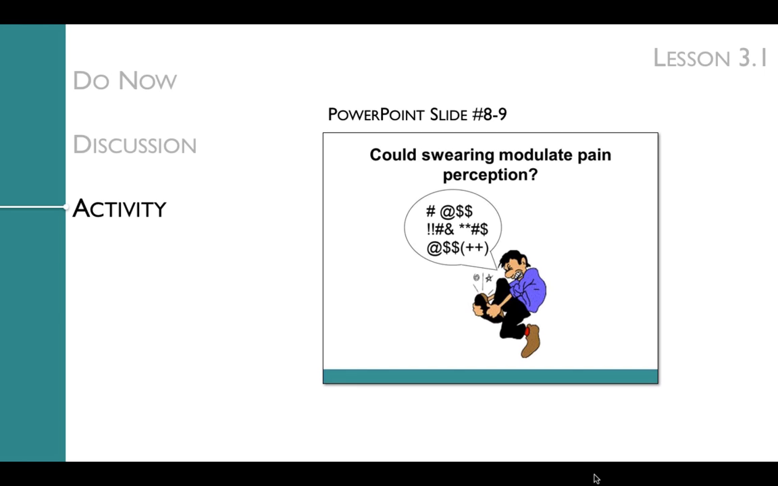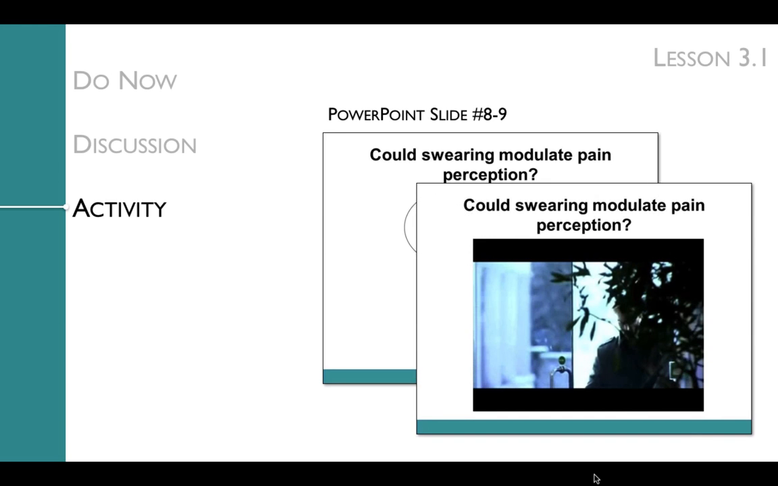You'll then ask the class, could swearing modulate pain perception? How would you test this? After a brief discussion, you'll watch the video embedded on PowerPoint slide number 9, which shows just this experiment, testing someone's pain tolerance with and without swearing to see if swearing modulates pain perception. And don't worry, the swears are bleeped out in this video. Swearing does increase pain tolerance, which could be why we do it.